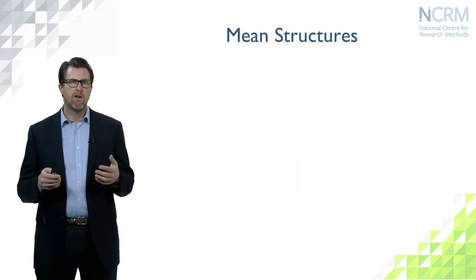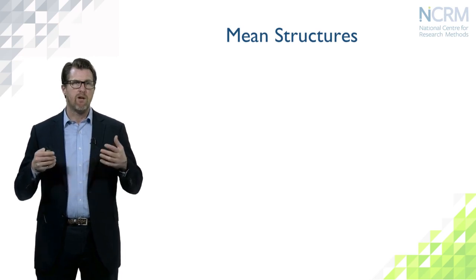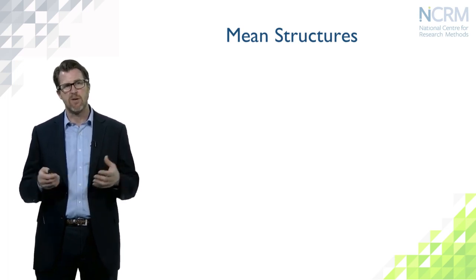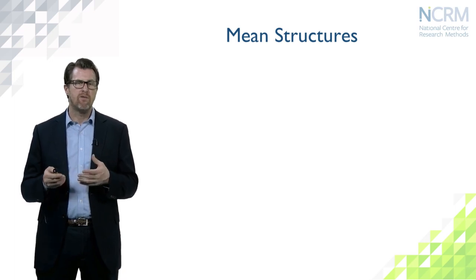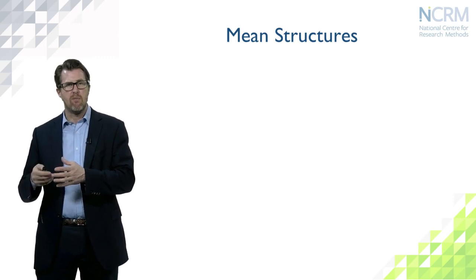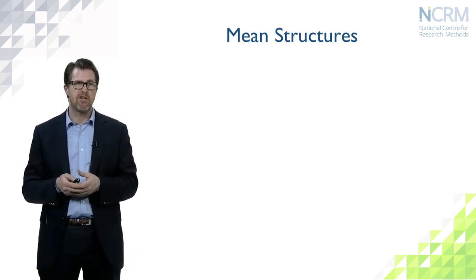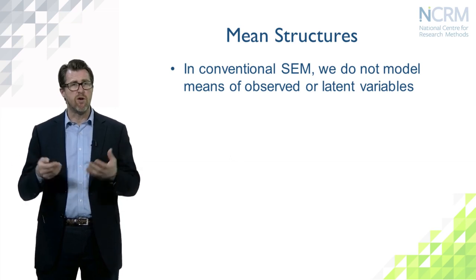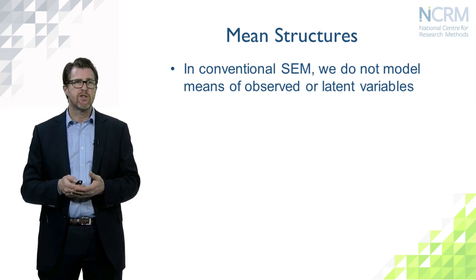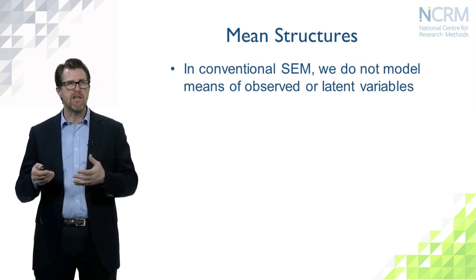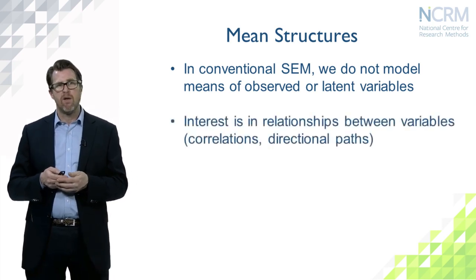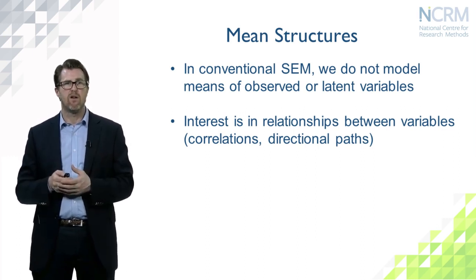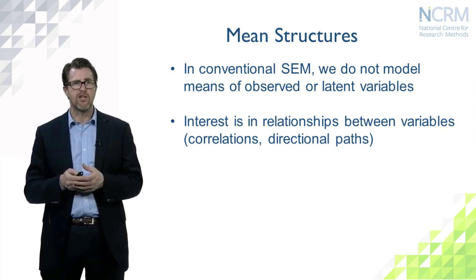So in confirmatory factor analysis, we are interested in making good measures of our key constructs, concepts in our theories, and we are then in the next stage usually going to move on and look at the relationships between the measured concepts. And so conventional SEM is focused on the structural model, the relationships between concepts. So we are not so interested in the means of the observed or the latent variables. And in the conventional way of doing SEM, that isn't a focus. The focus is on covariances and correlations, relationships between the variables.